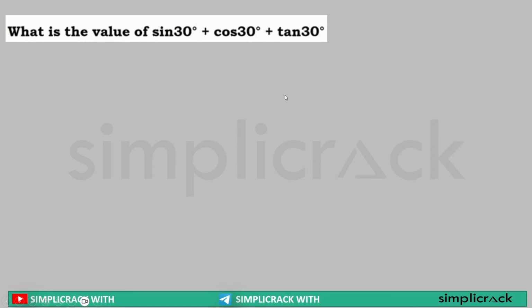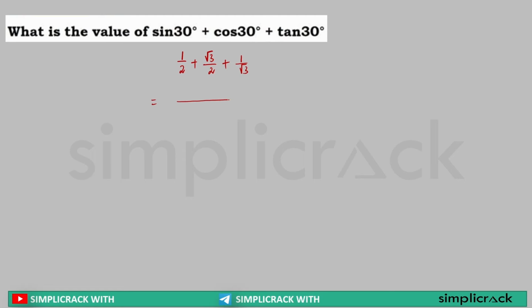Clear? Next question. What is the value of sine 30 degree? See, sine 30 value is equal to 1 by 2. Cos 30 value is equal to root 3 by 2. Tan 30 value is equal to 1 by root 3, because tan theta is equal to sine theta by cos theta. So 1 by 2 divided by root 3 by 2 is equal to 1 by root 3.